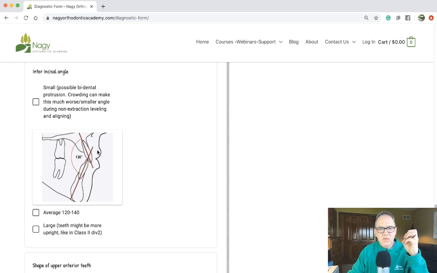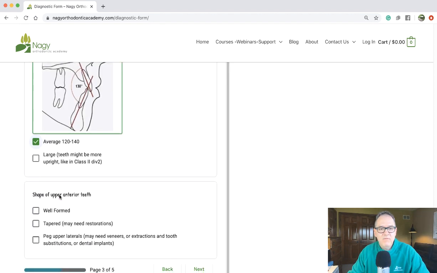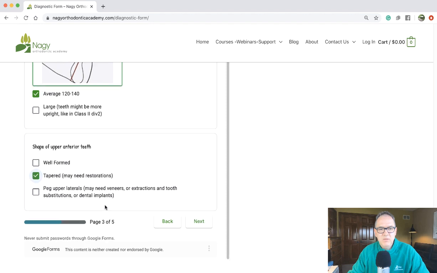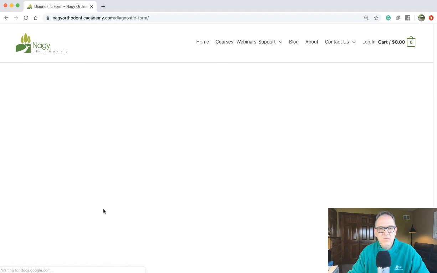Interincisal angle, that's these measurements. Let's say it's average 120 to 140. This information comes from your Ceph measurements. Shape of the upper anterior, well-formed, tapered, peg laterals. Let's say they have tapered teeth, okay? So then we go to the next one.